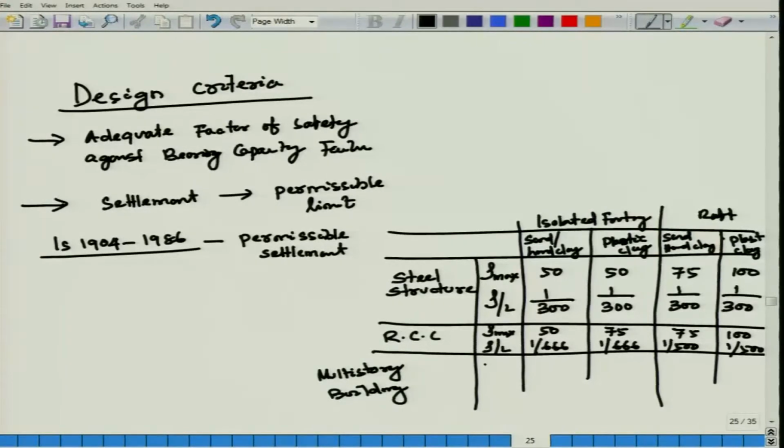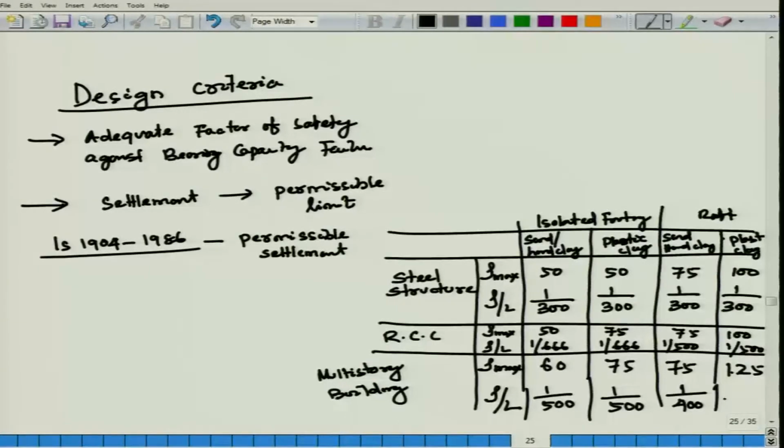Multi-story building, this is your rho maximum, this is your rho by L, here it is 60, 75, 75, 125, here it is your 1 by 500, 1 by 500, 1 is to 400, and here it is your 1 is to 300.